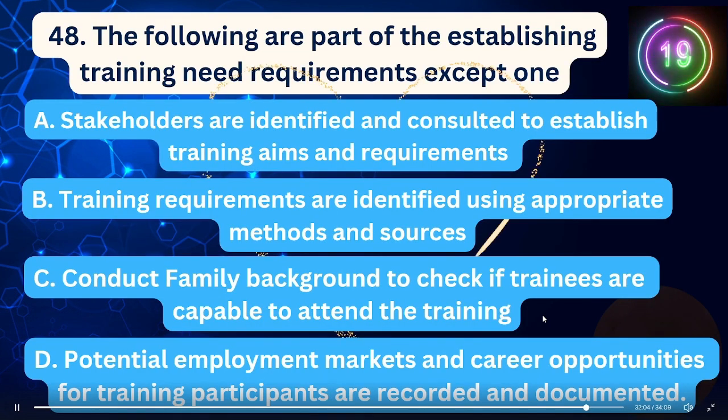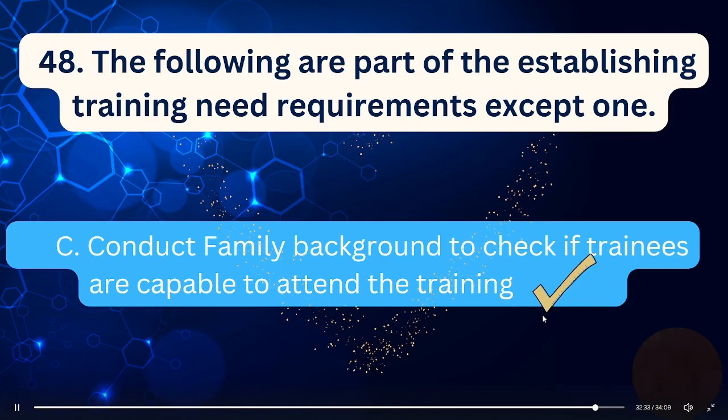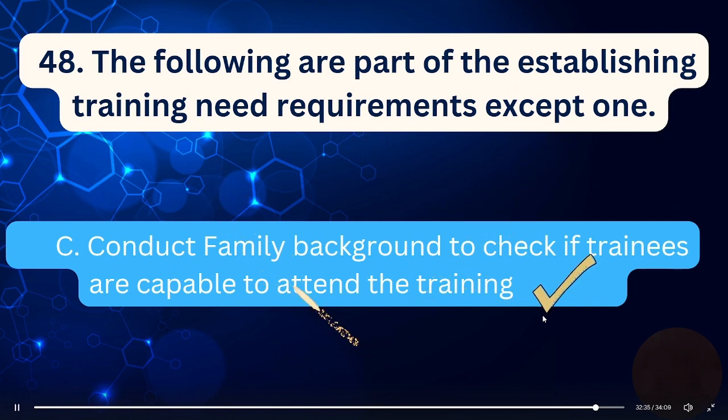Number 48. The following are parts of the establishing training needs requirement except one. A. Stakeholders are identified and consulted to establish training aims and requirements. B. Training requirements are identified using appropriate methods and sources. C. Conduct family background to check if trainees are capable to attend the training. D. Potential employment markets and career opportunities for training participants are recorded and documented. The answer is letter C. Conduct family background to check if trainees are capable to attend the training.